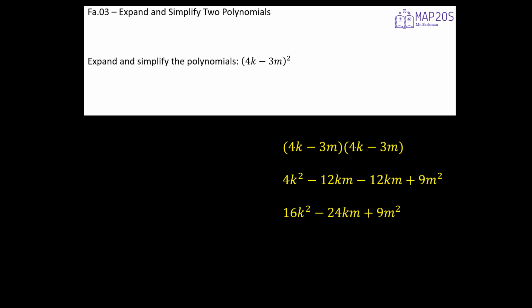So take a look through the process. Understand that we can always use FOIL or grid, as long as we multiply each term in the first polynomial to each term in the second polynomial, and when we square things, we're multiplying by itself.